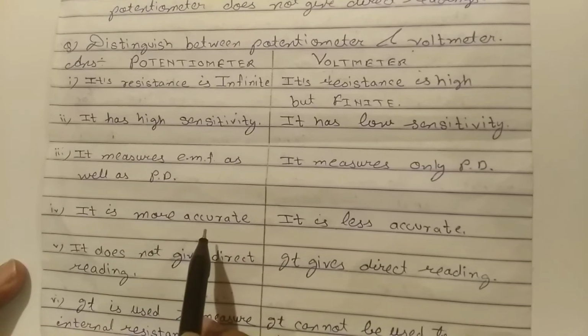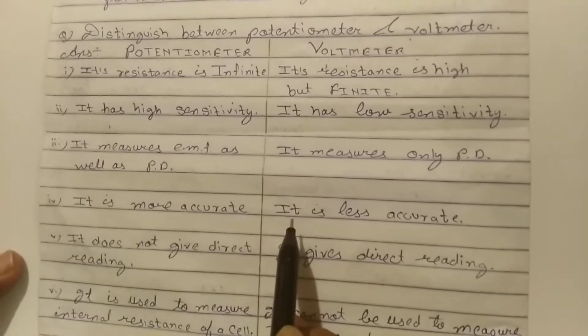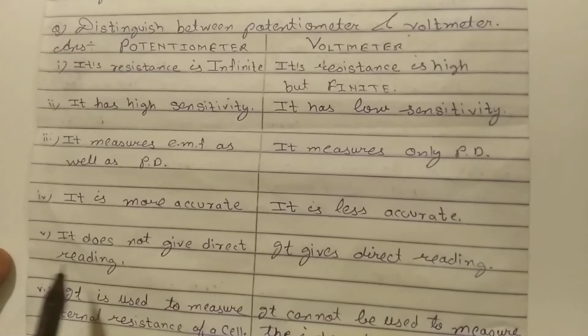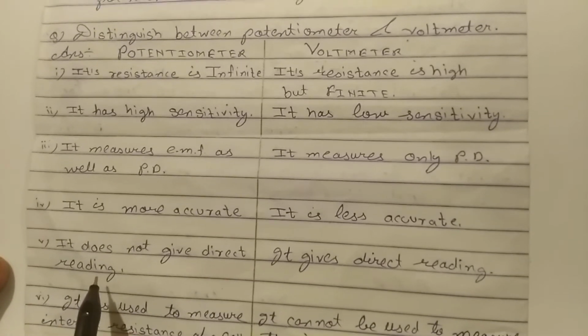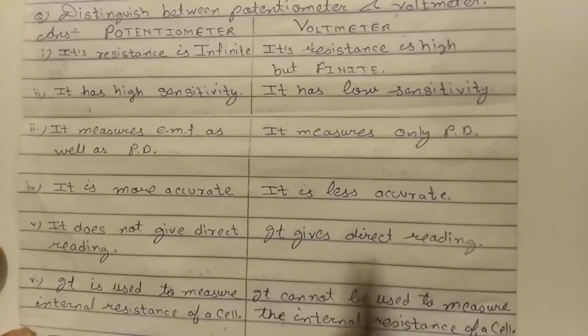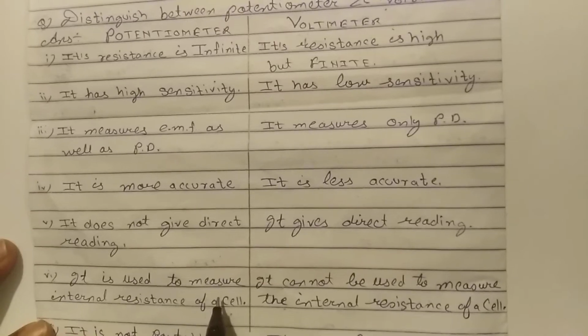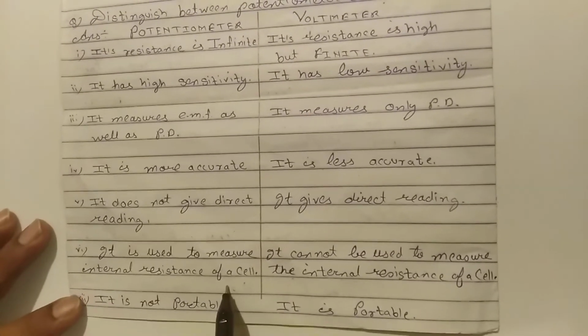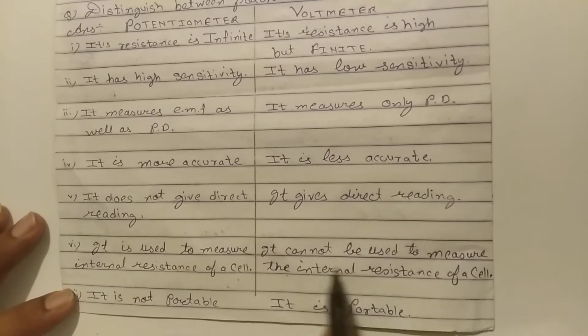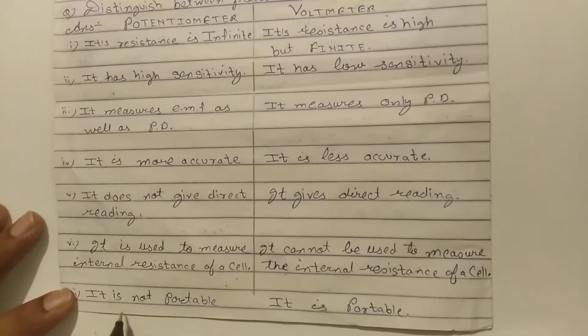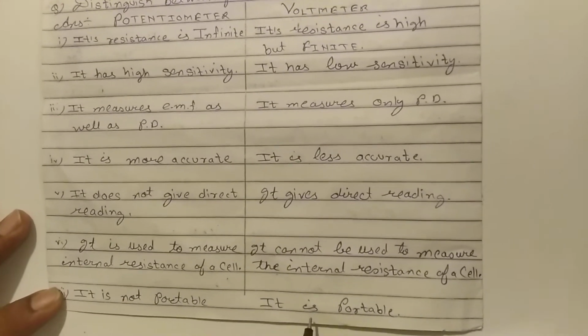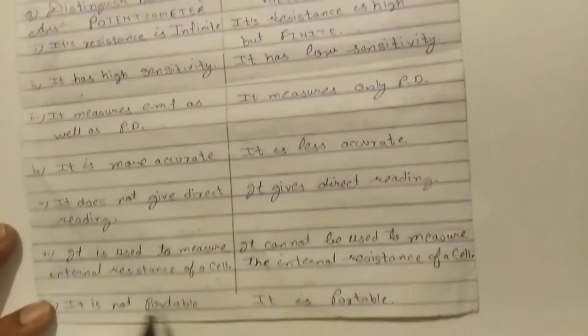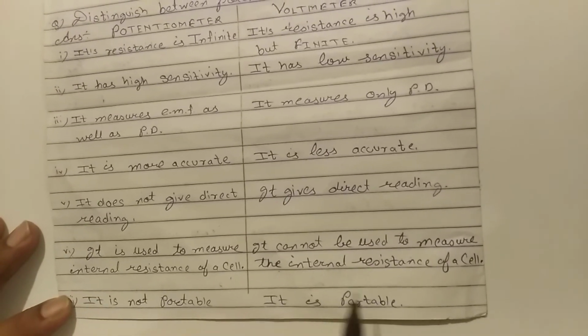Potentiometer is more accurate for smaller value. Voltmeter is less accurate. It doesn't give direct reading. It gives direct reading. It is used to measure internal resistance of a cell. It cannot be used to measure the internal resistance of a cell. It is portable. It is not portable for potentiometer. It is portable for voltmeter.